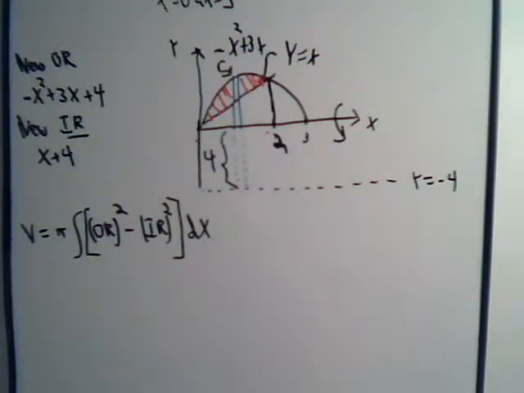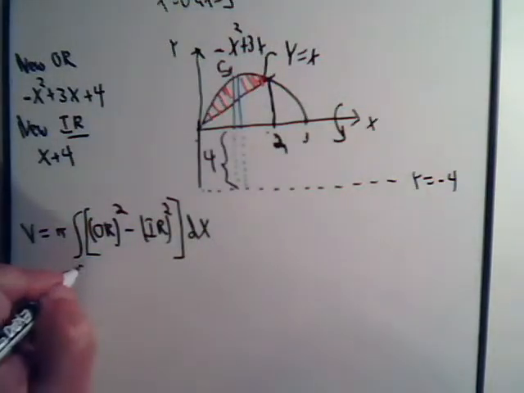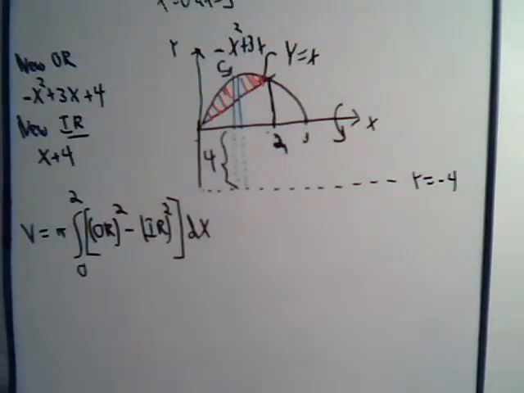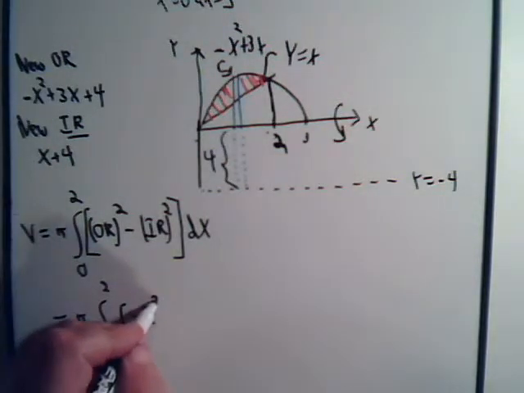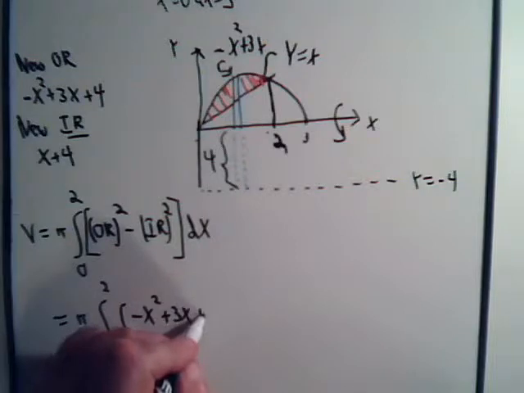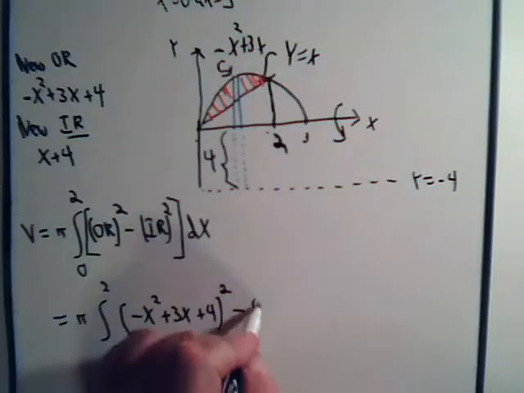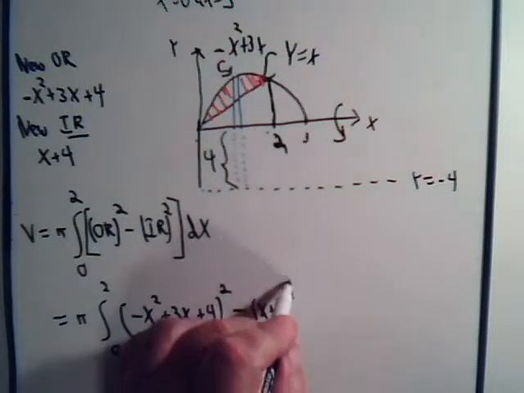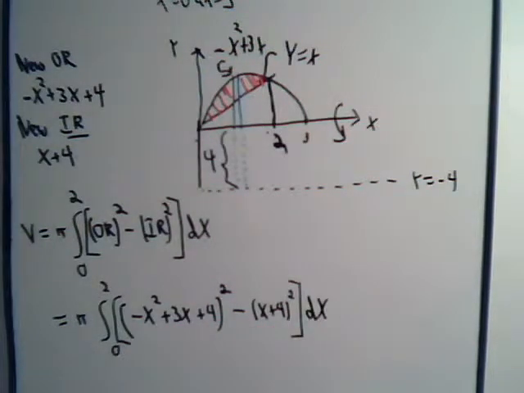And we're still adding up all these vertical shells, starting at x equals 0, going to x equals 2. That doesn't change. So here then, the new volume integral is going to be pi, the integral from 0 to 2 of this minus x squared plus 3x plus 4 quantity squared minus x plus 4 squared times dx, and that would be our new volume integral. Now we are rotating about the line y equals -4.